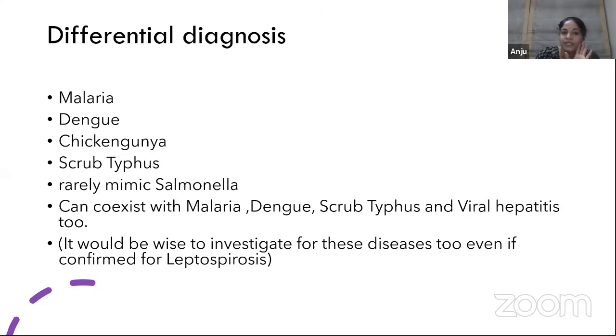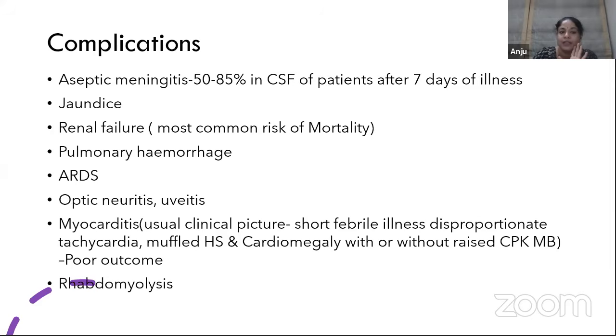Leptospirosis has to be differentiated from malaria, dengue, chikungunya, scrub typhus. It may rarely mimic salmonella. It can also coexist together with malaria, dengue, scrub typhus, and viral hepatitis. So it would be wise to investigate for all these diseases too, even if the patient is confirmed for leptospirosis.